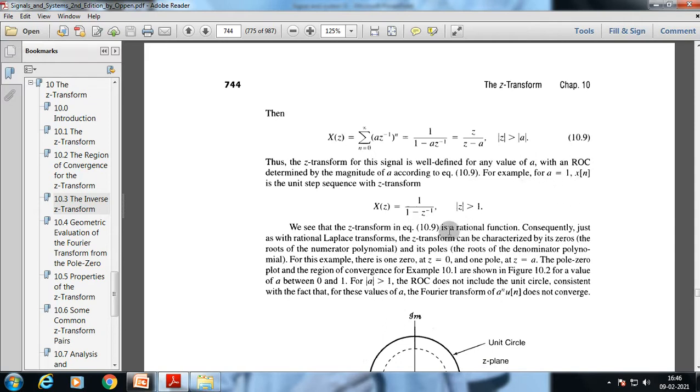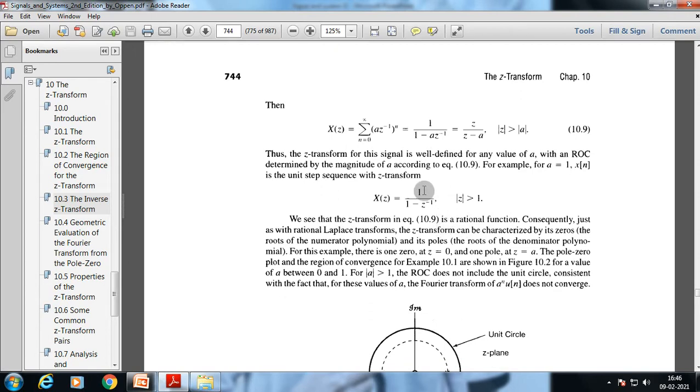For example, for a is equal to 1, x of n is the unit step sequence with Z transform X of z is equal to 1 by 1 minus z inverse. We see the Z transform in the equation is a rational function.